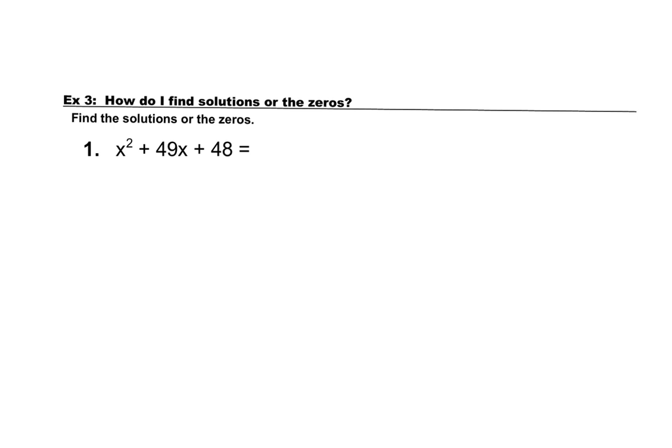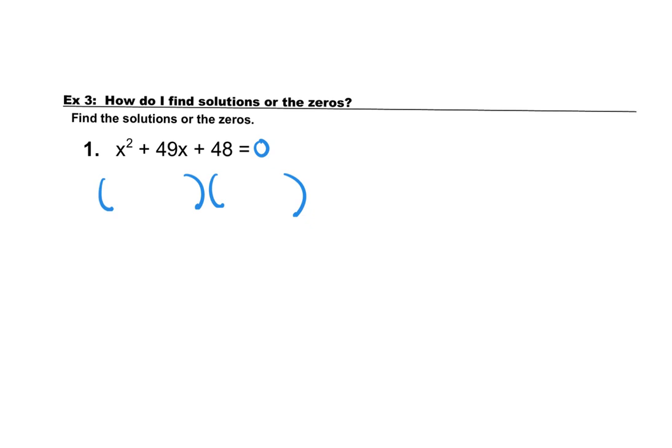All right, so now let's go ahead and apply what we just learned to solving one like the problem we tried to solve in example number 1. So how do I find the solutions or the zeros? Again, in order to find the solutions here, we're going to make it equal to 0. And we have to start by factoring. And we're going to factor that into two binomials.